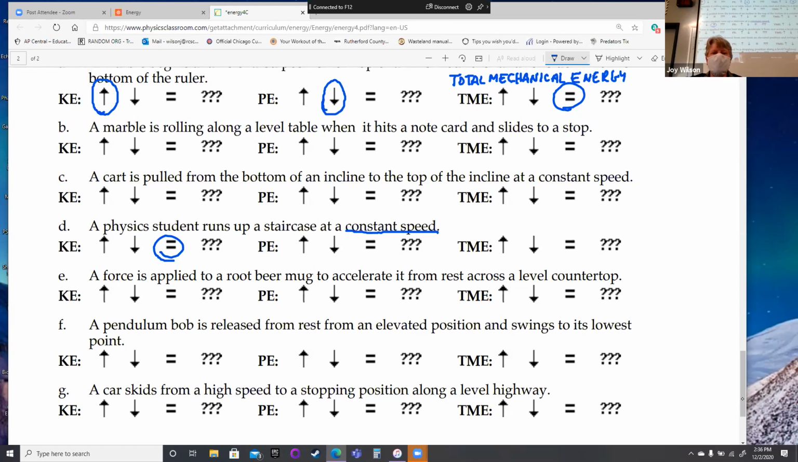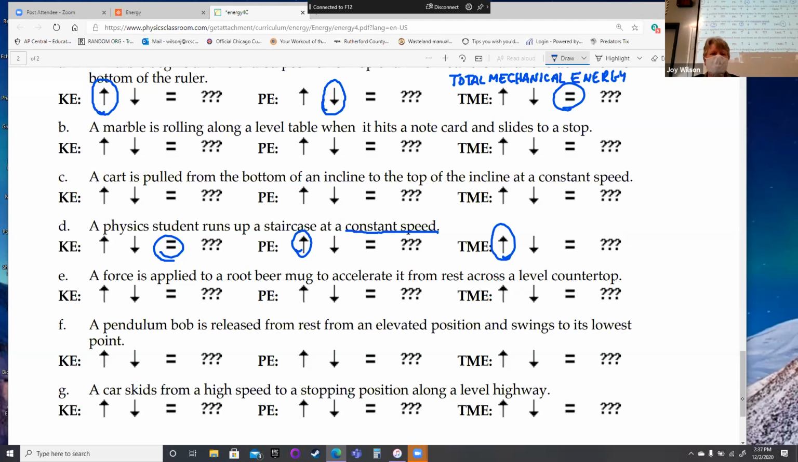But we're running up a staircase. So what happens to potential energy? We're going uphill. We have more potential energy. We're further from the Earth. So now what happens to our total energy? We have a stays the same and an increases. So our energy would increase. Overall, it would increase. You see how those work?